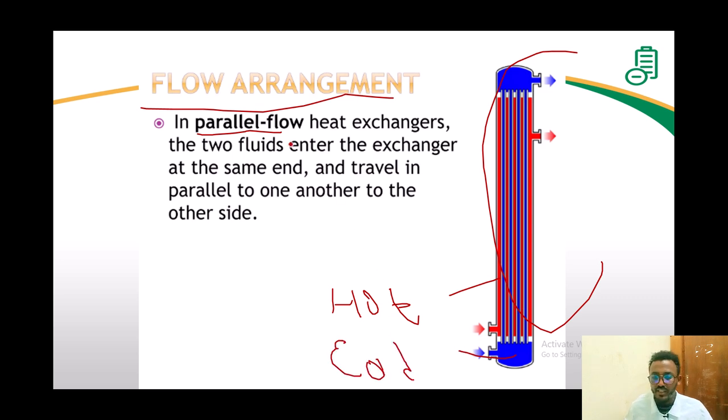As you can see here, in a parallel flow heat exchanger, the two fluids enter the exchanger at the same end. The hot fluid and the cold fluid enter at the same end and travel in parallel to one another to the other side. That's why we call them parallel. This one is the red, this one is the blue, in a parallel form. So we call it a parallel flow heat exchanger. This one is their output on the other side.